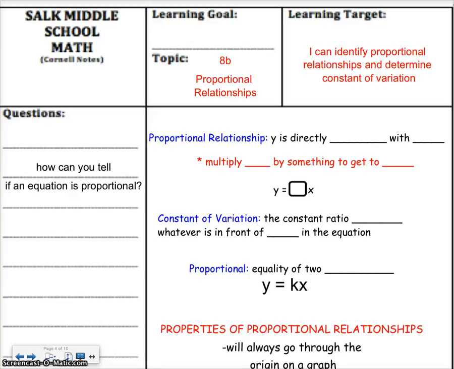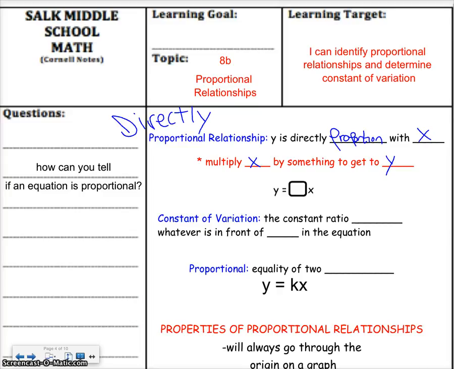Okay, we're going to continue our conversation with proportional relationship, except today we're going to bump it up and talk about directly proportional relationships. A directly proportional relationship is defined as y is directly proportional with x. When I say directly proportional, what I mean is I can get directly to y if I multiply x by something. So I can multiply x by something to get to my y.